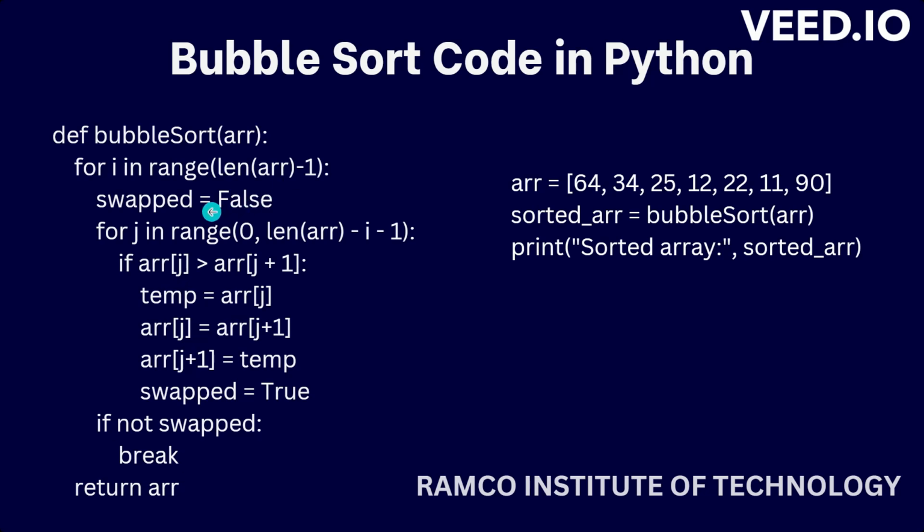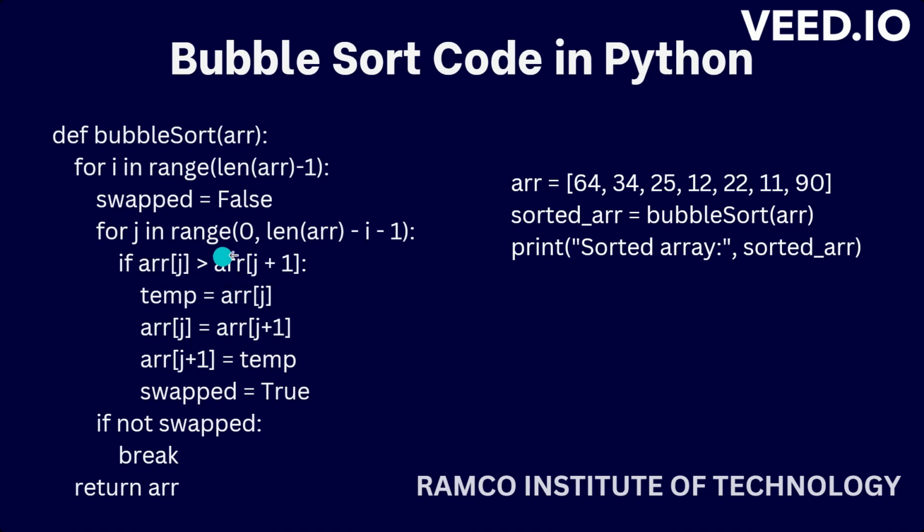Then the variable swap is initialized to false. This variable is used to optimize the sorting process. If no swaps are made during an iteration, it means the array is already in sorted order and the algorithm can terminate early. Then there is an inner loop that goes from 0 to length of the array minus i minus 1. So this loop iterates over the unsorted array.